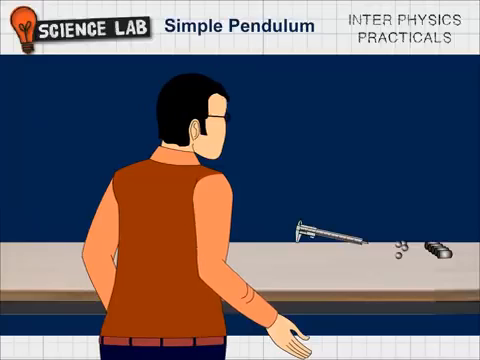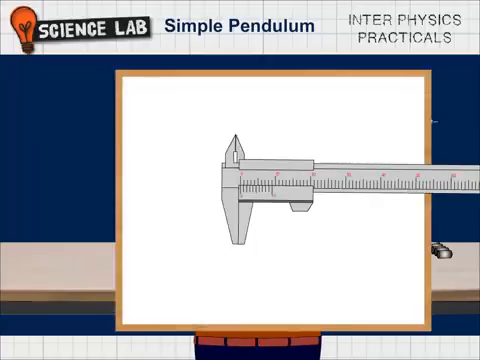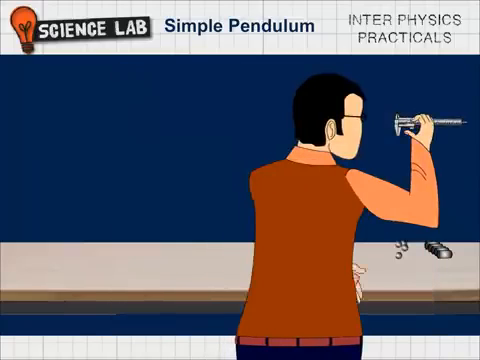Measure the diameter of the simple pendulum bob with a vernier calipers. Zero error of the vernier calipers is 0. Least count of the scale, LC, is equal to 1 main scale reading by number of vernier divisions, 1 mm by 10, which is equal to 0.1 mm, which is equal to 0.01 cm.